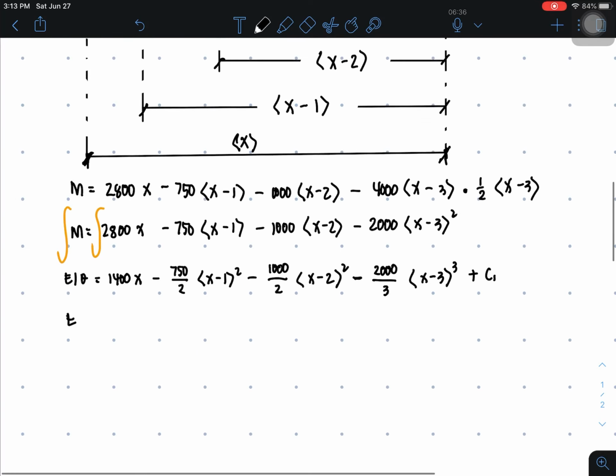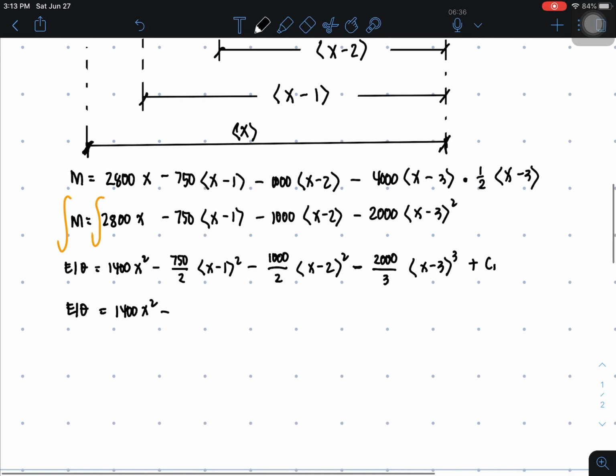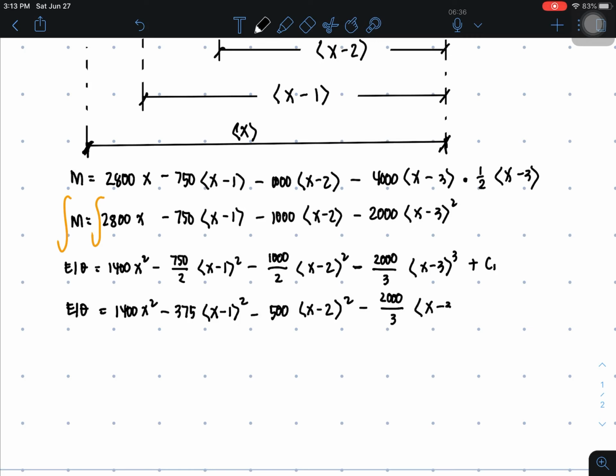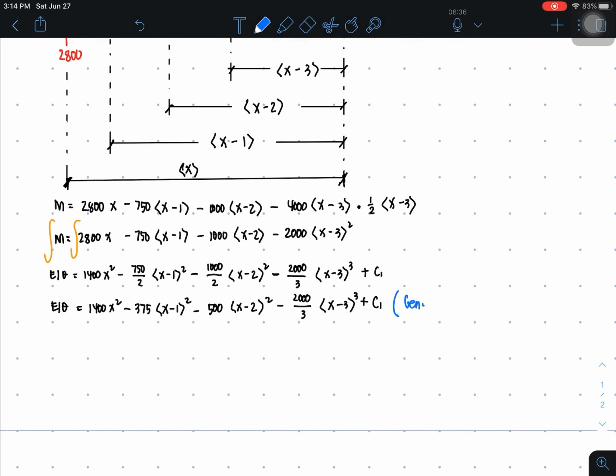So, let's simplify. This is EI theta equal to 1,400 x squared minus 750 divided by 2, that's 375, x minus 1 squared, minus 500, then x minus 2 squared, minus 2,000 over 3, then x minus 3 cubed, plus C1. So this is our general slope equation.